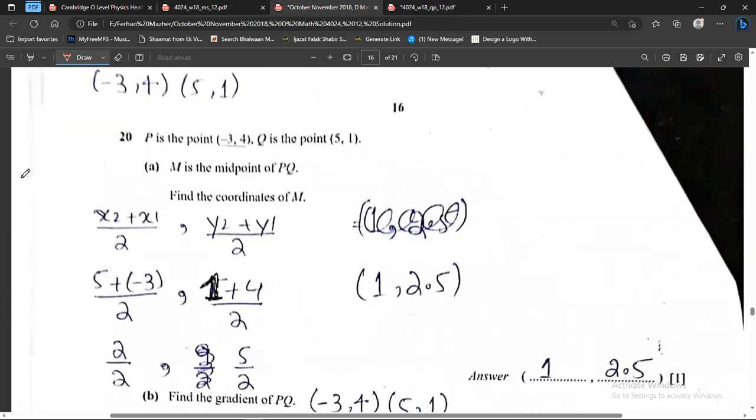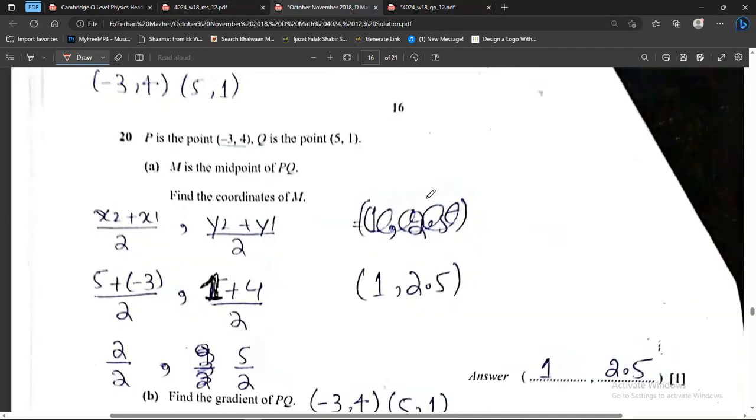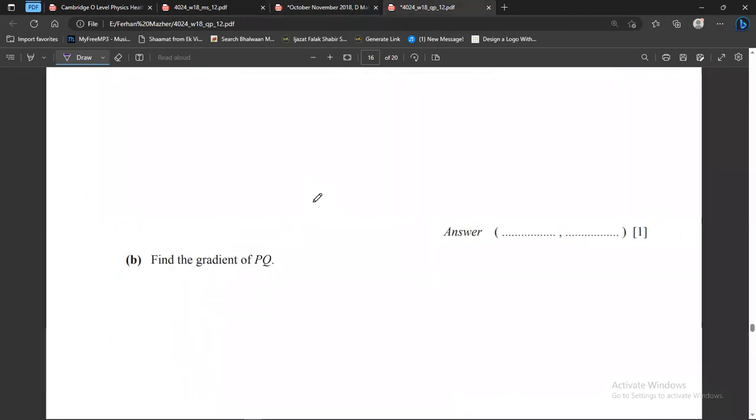So here we have x2 plus x1 divided by 2 and y2 plus y1 divided by 2, and that will be 5 plus -3 divided by 2, and it will be 1 plus 4 divided by 2. This will be 2 by 2, which is 1, and this will become 5 by 2, which is 2.5. So the coordinates of the midpoint are 1, 2.5. So our answer is right. This is the solution.